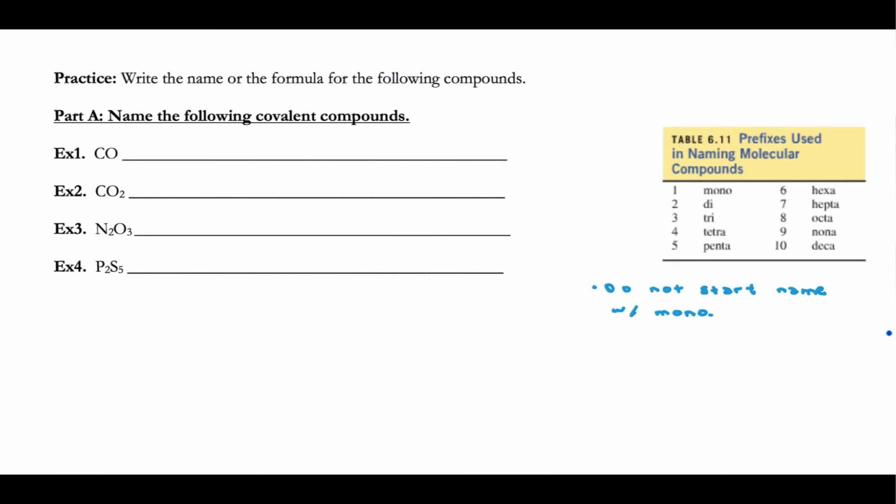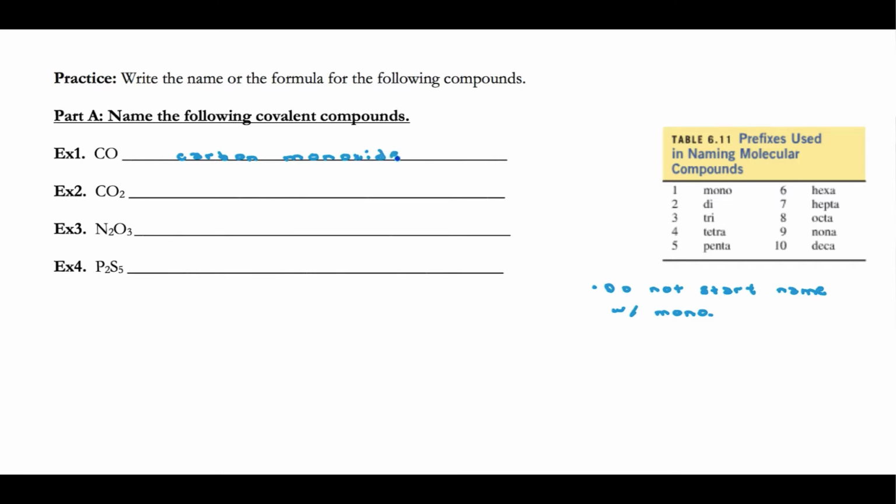Okay, so let's look at some examples here. So CO, I've got 1 carbon. So yes, it might be tempting to write monocarbon, but we're not going to because we do not start the name with mono. So it's just going to be carbon. And you have 1 oxygen. So this is going to be mono, so mon, and then just like with ionic compounds, where you get rid of the ending for the second atom and add an IDE ending, that's what you're going to do here. So it's going to be monoxide.